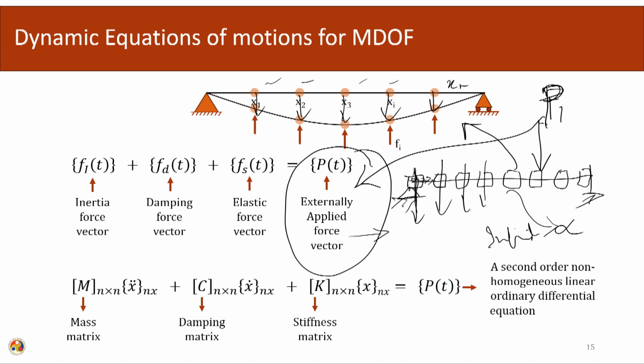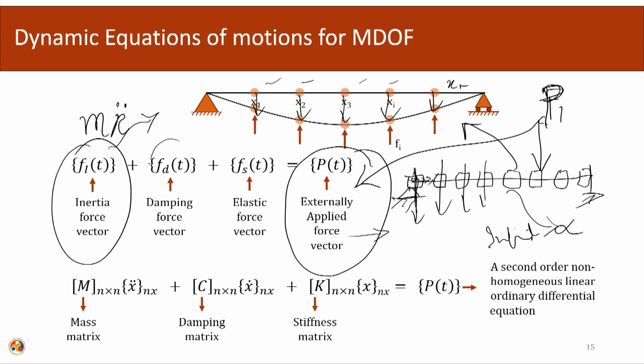Then on the other side there will be the resisting forces. One resisting force will be the inertial force. Due to the mass of the system there will be a resistance in the system. This will be given by mass times the acceleration of the system.